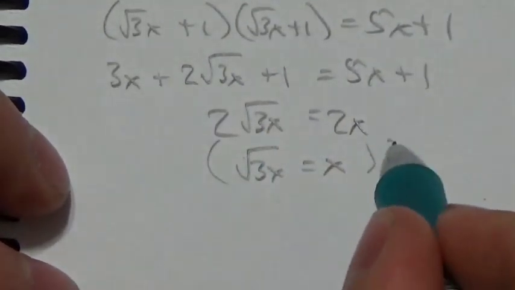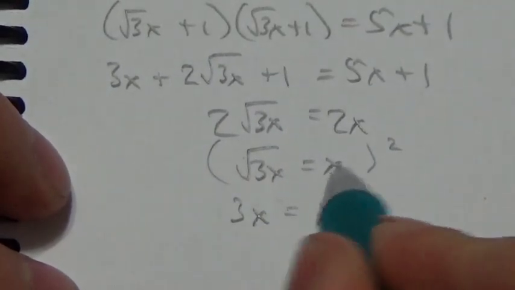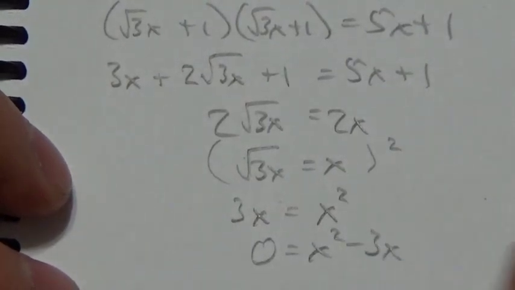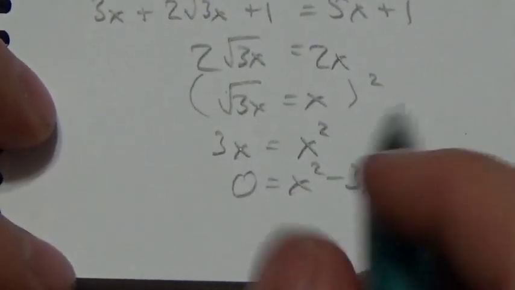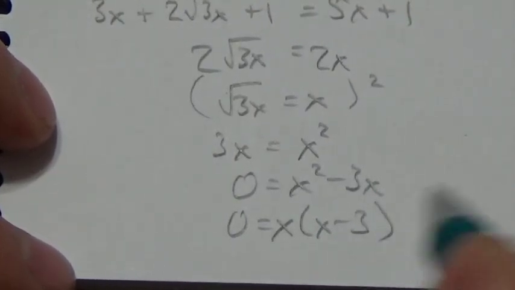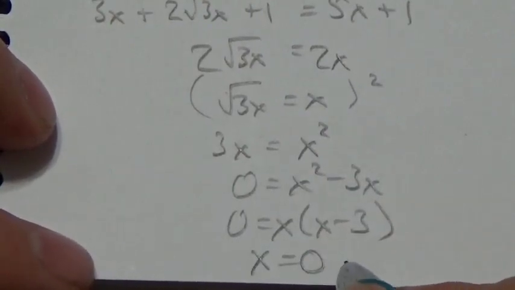And now to get rid of that radical, I will square both sides. You've got to remember to square that x squared there. And now when I bring that 3x term over to the right hand side, it's a quadratic, I can factor that out. Okay, and now I'm going to get x is equal to 0 or x is equal to positive 3.